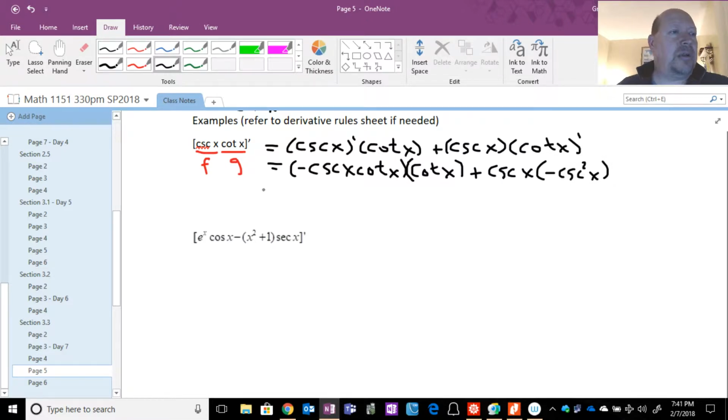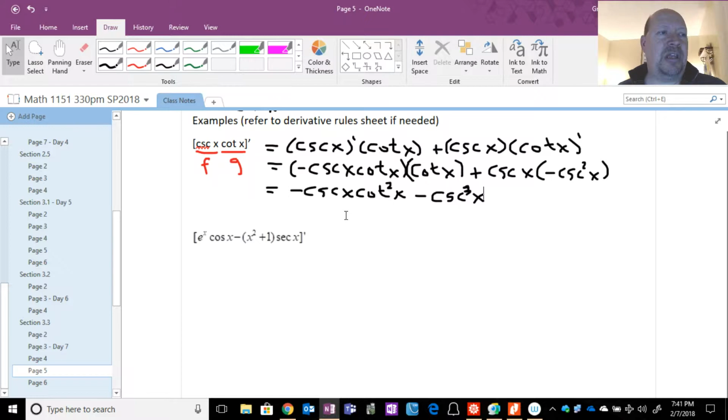And then we just need to simplify this. So here we have a cotangent of x times a cotangent of x. So this would be negative cosecant x cotangent squared x. And then we'd have a negative times a positive here, which gives us a negative. And then it's cosecant x times cosecant squared x, which will be cosecant cubed x. And that should be it. So again, just using the formulas for the derivatives for those trig functions and applying the product rule.